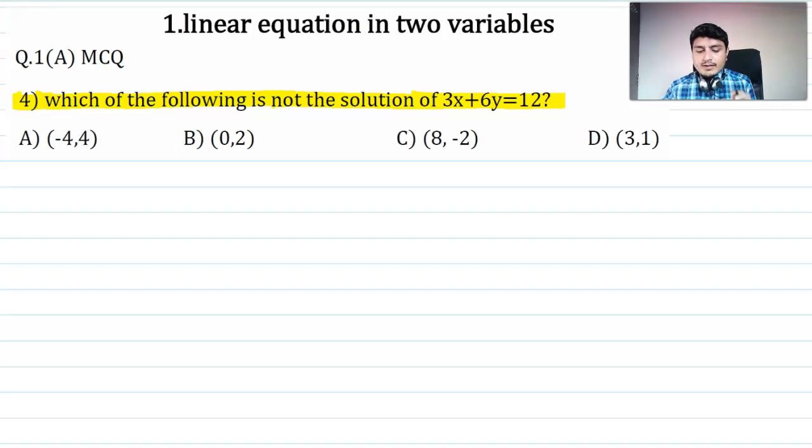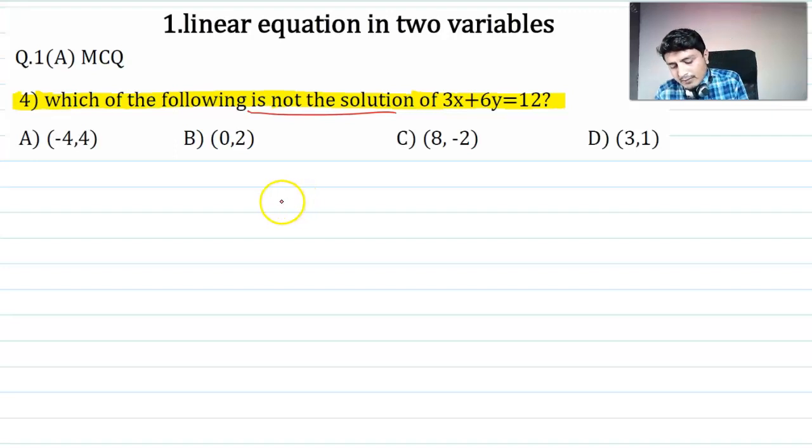First of all, try to understand the question carefully. It is given, which of the following is not a solution. So what is meant by a solution of a linear equation in 2 variables? It means the values of x and y that satisfy the given equation. What is meant by satisfy? Once we replace x and y in the LHS of the given equation and simplify it, if we get the LHS equal to the RHS, then we can say that the given values of x and y satisfy the equation.